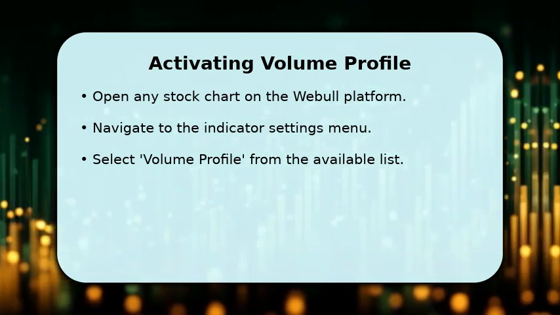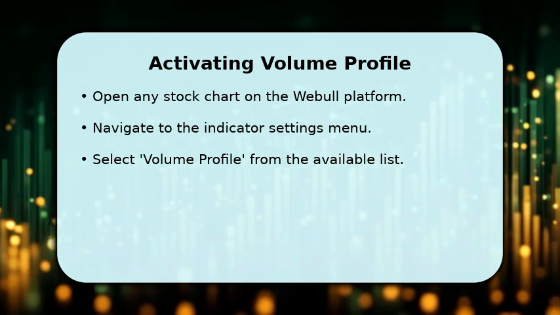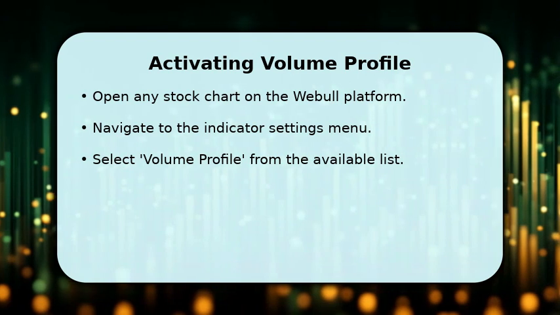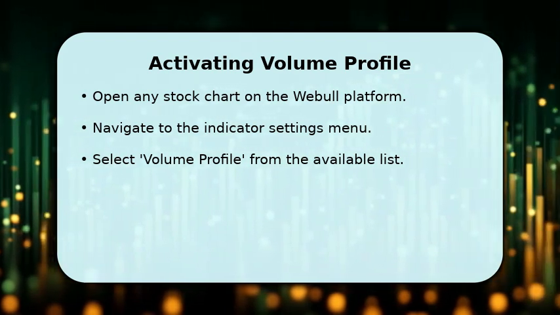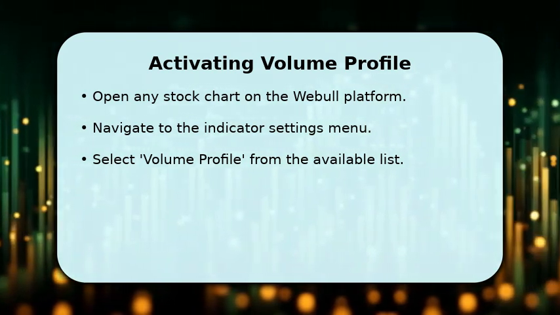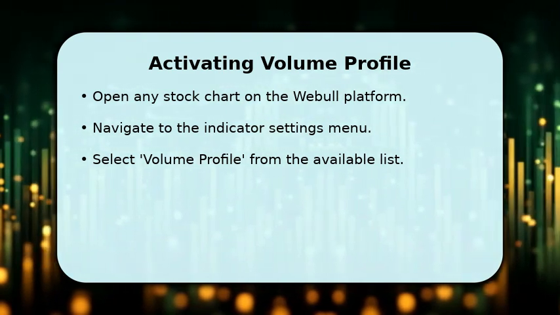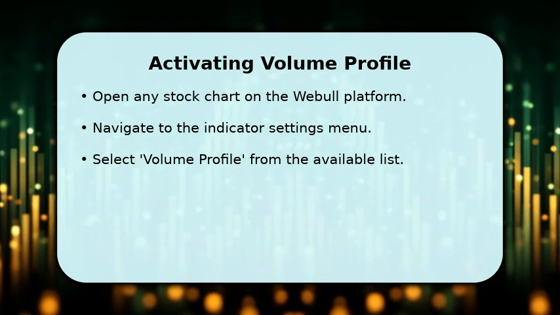Getting started with volume profile on Webull is straightforward. First, open the chart for any stock you are analyzing. Then, locate the indicator settings icon, usually found near the top of your chart interface. From the extensive list of available indicators, simply select Volume Profile to activate it on your chart.